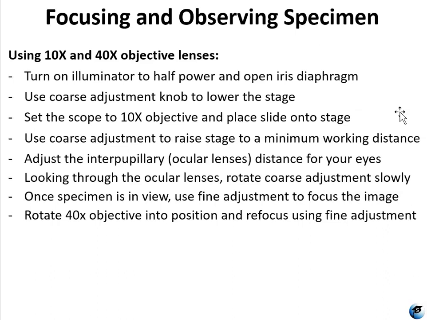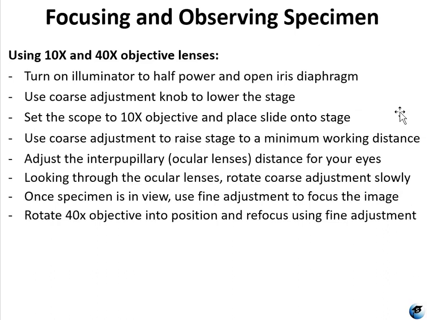You need to know the steps involved in using the 10x and 40x objectives, and also later on we'll talk about the 100x oil immersion objective. So first you want to turn the illuminator on. You start at about half power because it's very bright when you first start on 10x. You use your coarse adjustment knob to lower the stage.